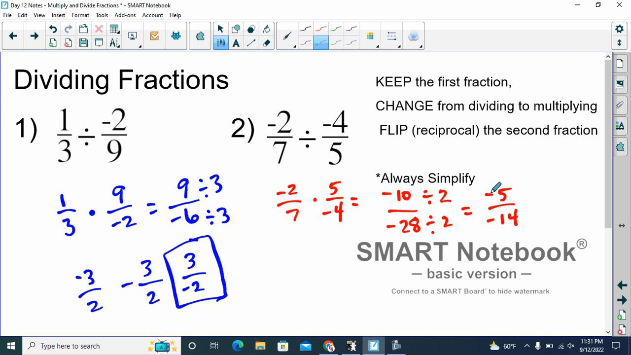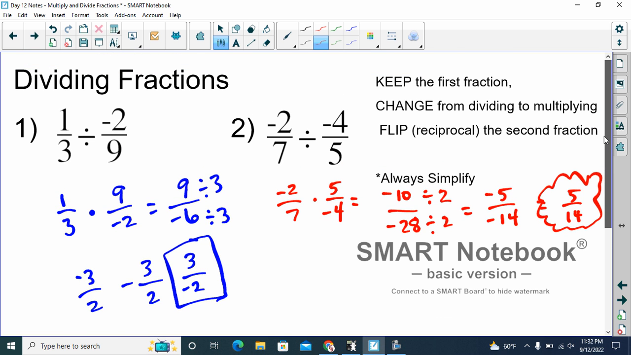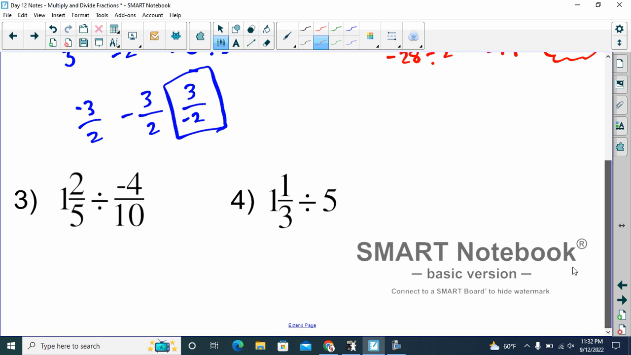We're not going to write our answer as negative divided by negative. Negative divided by negative is positive. 5 over 14 is our answer. A couple more and then you guys are going to try some.